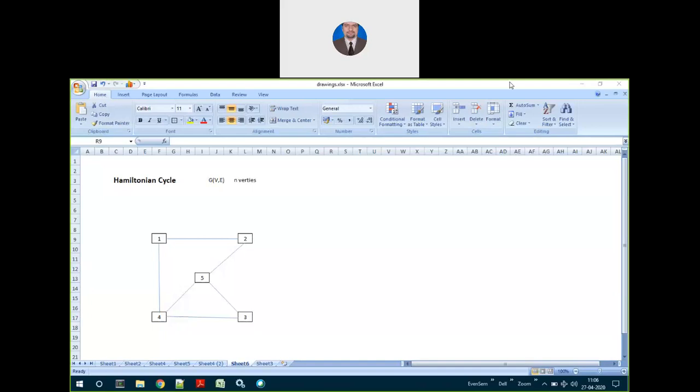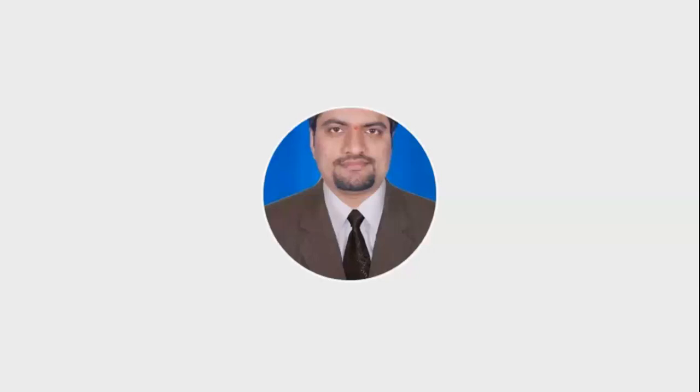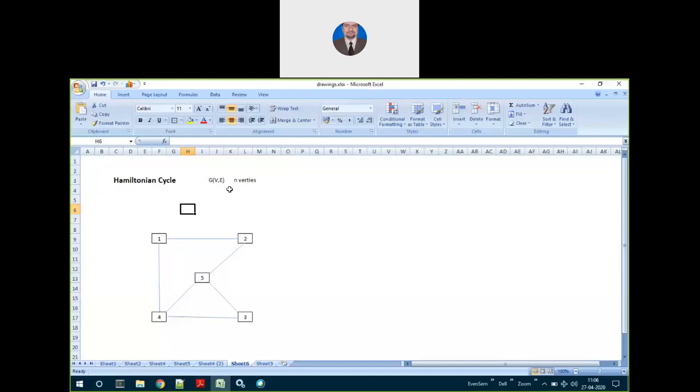Today the problem we have taken up here is called the Hamiltonian cycle. Let us understand what the statement of the Hamiltonian cycle problem is. Assume that there exists a graph, say the graph G(V, E), a graph containing n vertices.